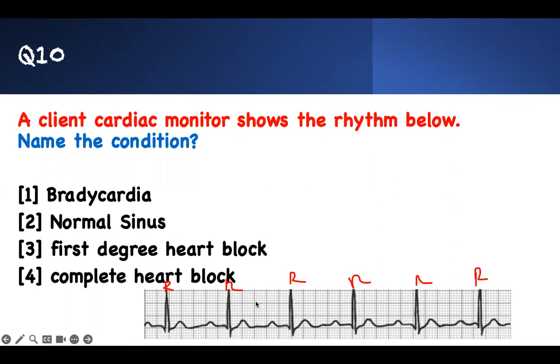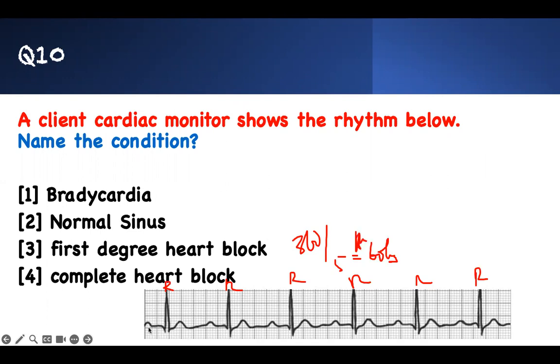This is very slow. So 1, 2, 3, 4, 5, 1, 2, 3, 4, 5, divided into 300, it's a little bit lower, like close to 60, right? So that's 300 divided by 5. So this is 60, basically. It's a little bit low. That's the heart rate I've calculated.